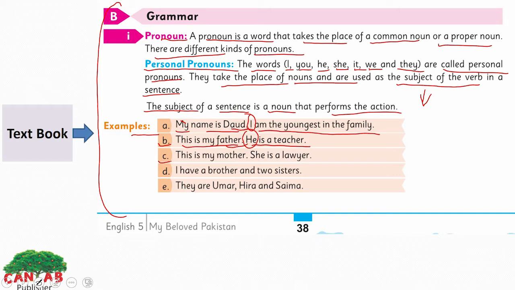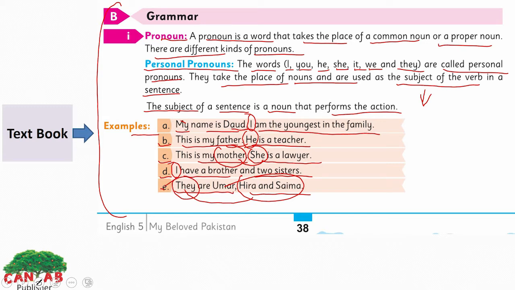The third example: this is my mother. She is a lawyer. She is about the mother here. These both are connected, this is about one person, but we replace it with the pronoun she. Example 4: I have a brother and two sisters. I here is the pronoun. They are Umar, Hira and Saima. Hira and Saima are they here.